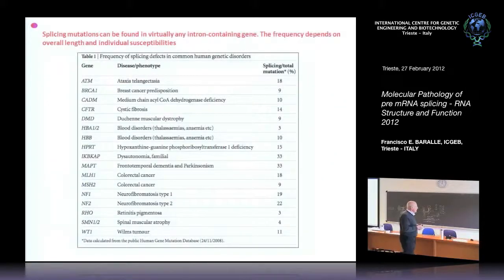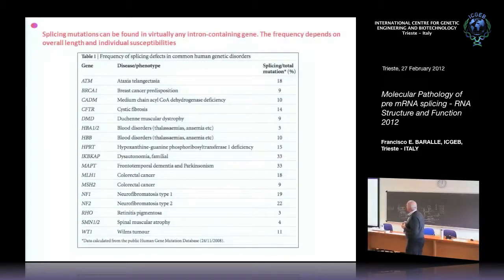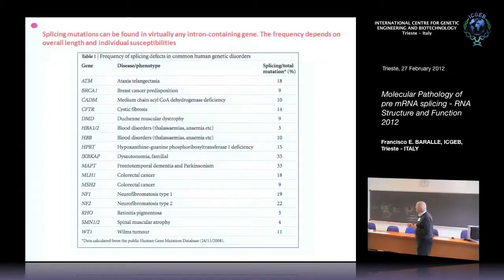So let's go to some of the diseases. Splicing mutations are actually a variable component of mutations in genetic disease. Some of them are very high. I mean, about a third of the mutations described for some diseases, like frontotemporal dementia, neurofibromatosis, for example, or ataxia, are very high, between 1/3 and 1/4. Others instead are very low.